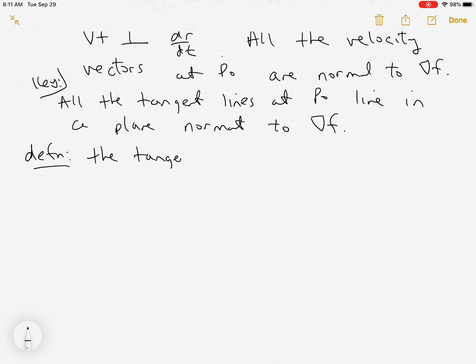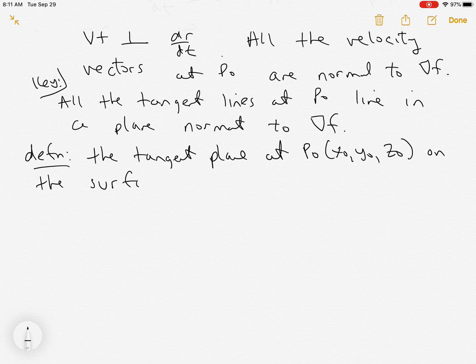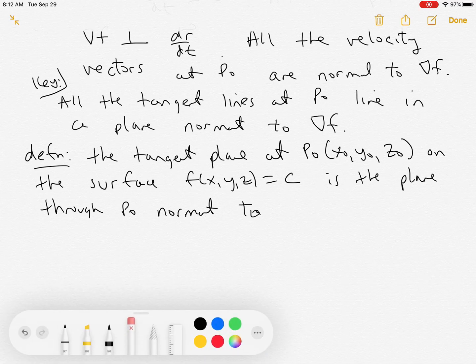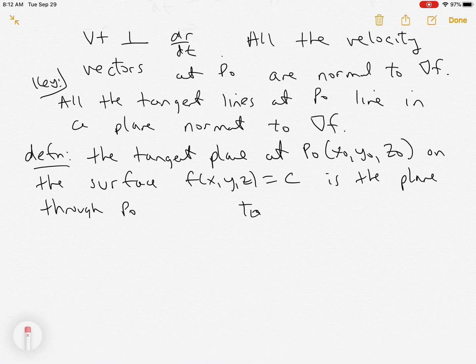The tangent plane at some point P naught, which has coordinates x naught, y naught, z naught, on the surface f of x, y, z equals c of f, is the plane through P naught, normal to the gradient vector, del f, evaluated at P naught. So this is the tangent plane, okay?